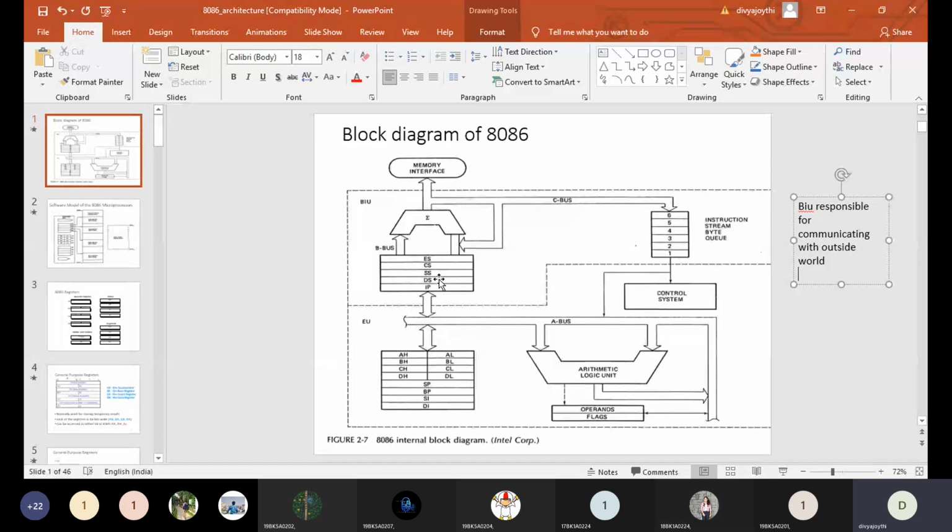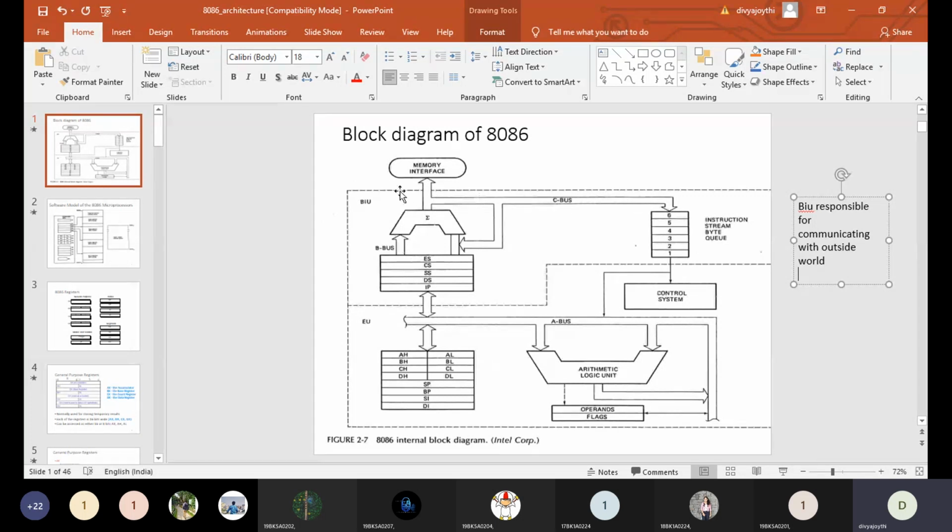In a similar way, in order to fetch the instruction, when the EU is executing one instruction, the BIU has to get the next instruction. That means the BIU should know where exactly that particular instruction is present in the entire memory. That means the BIU should know the address. The memory here is a 1 MB memory. So within that 1 MB memory, if the address of that instruction is known to the BIU, then it can easily go to that location, get the instruction and give it to the queue.